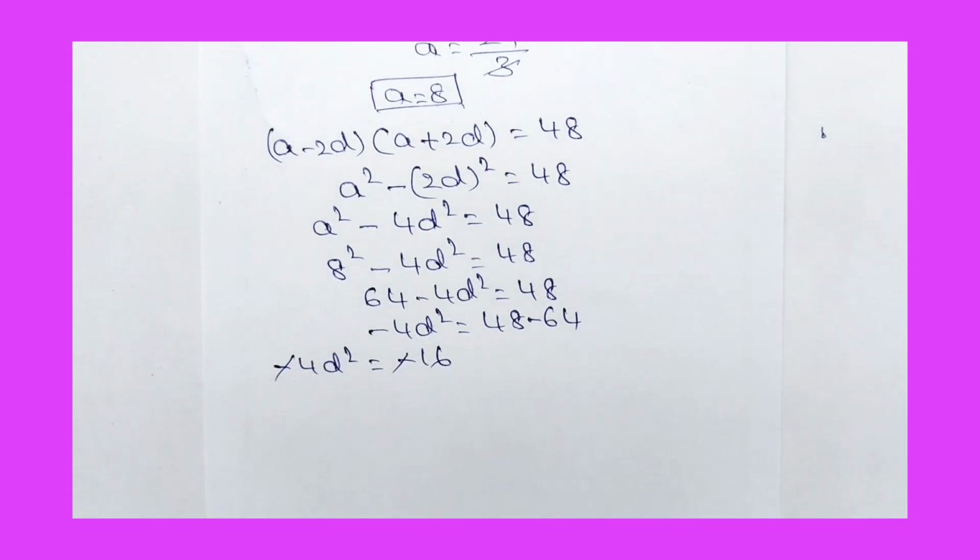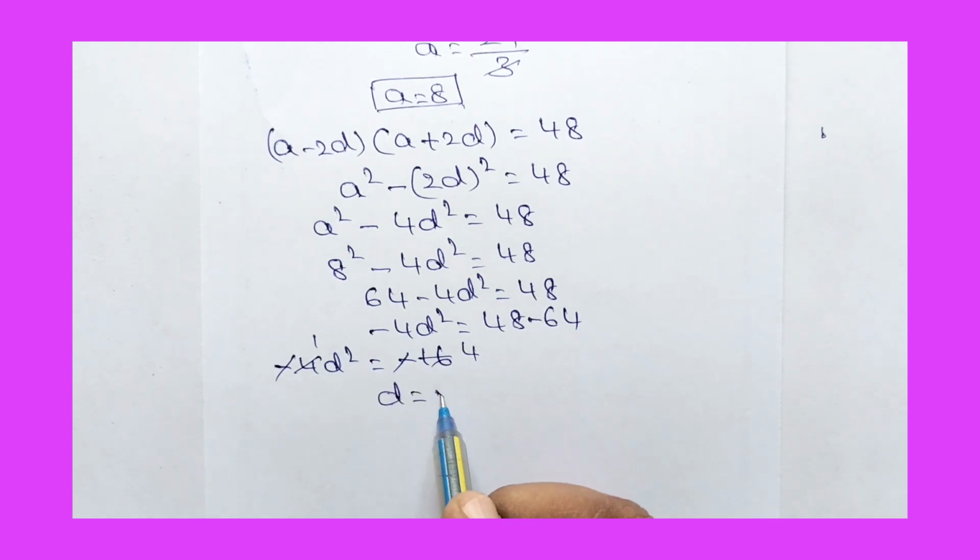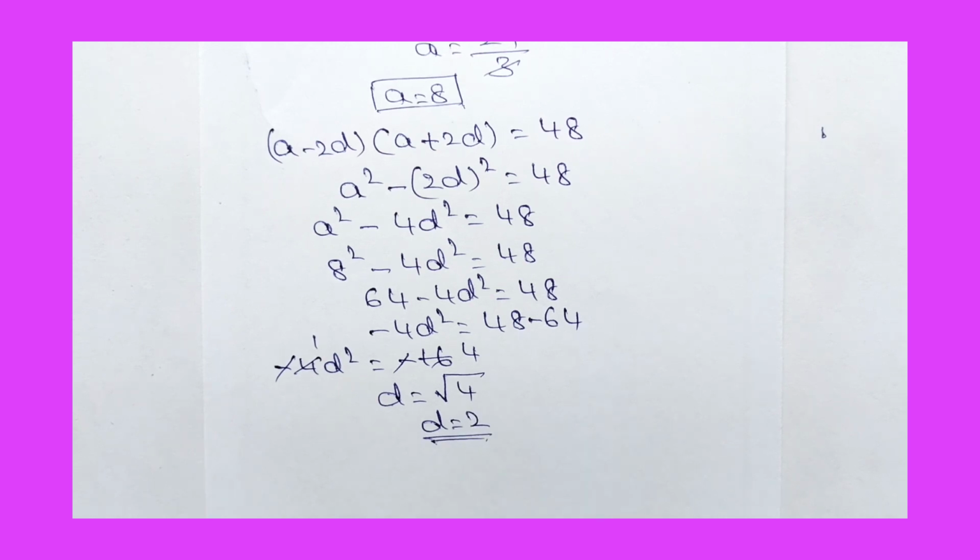Minus minus cancel. 4 1s are 4, 4 4s are 16. So d is equal to square root of 4. So d is equal to 2. So we got the value of d as 2 and a as 8. Now write the 5 terms: a minus 2d comma a minus d comma a comma a plus d comma a plus 2d.